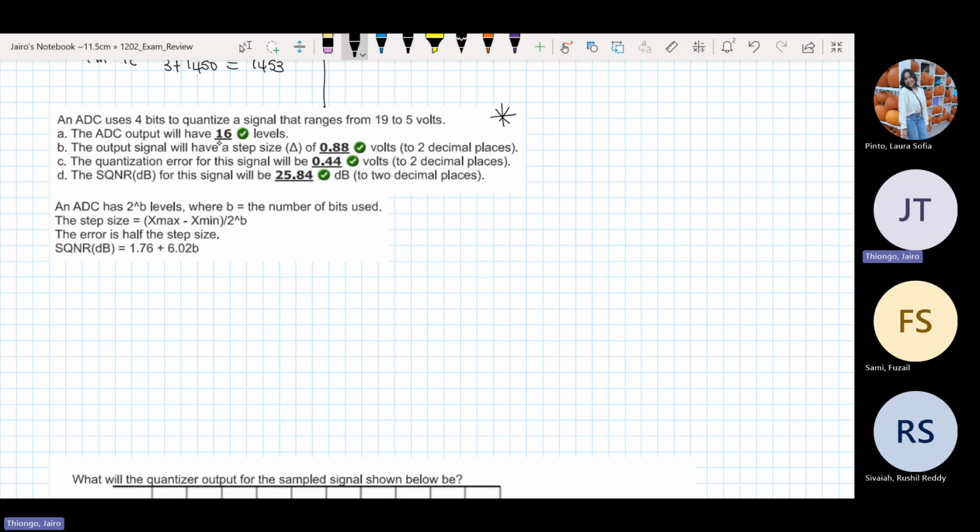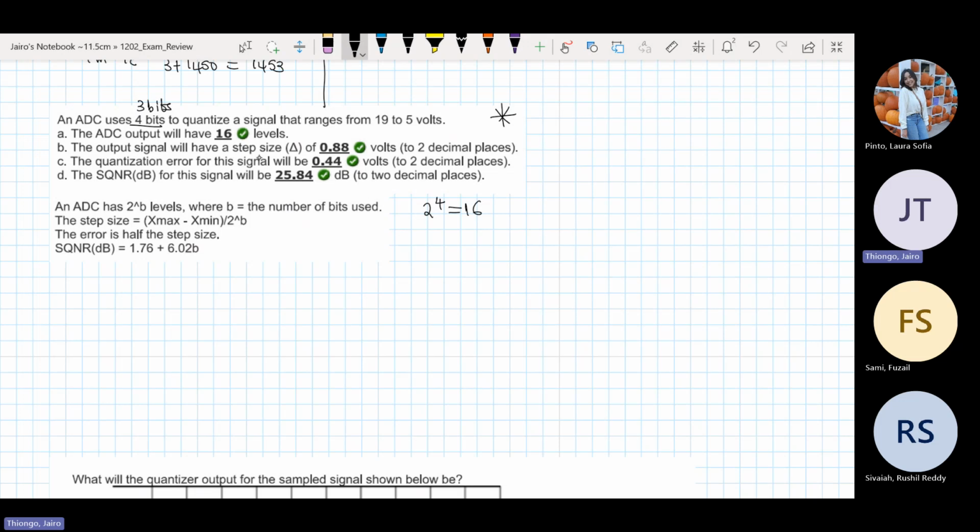So an ADC output will have how many levels? This is what wasn't given, but based on the question, the one we had before had 3 bits. This one has 4 bits. So it's just 2 to that number, and 2 to the 4 is 16. So it has 16 levels. The levels being the different, so if you're looking in the background, the levels will be this, 16 of them.